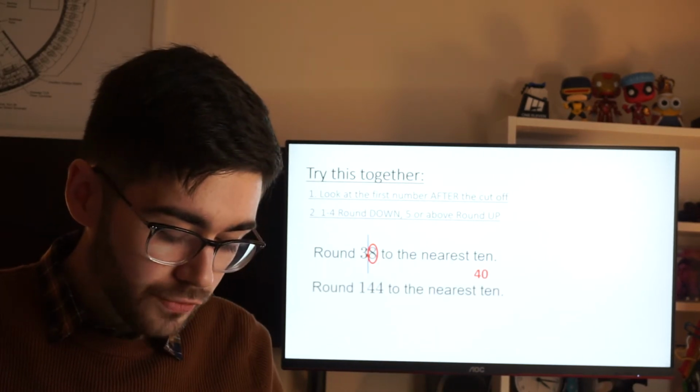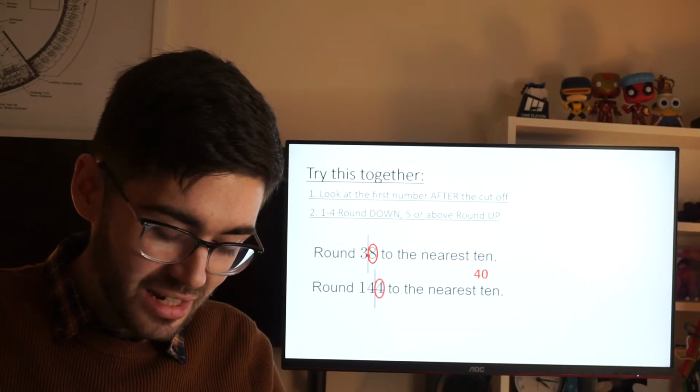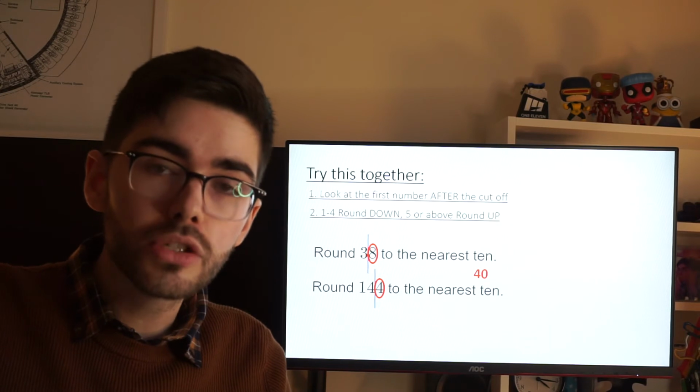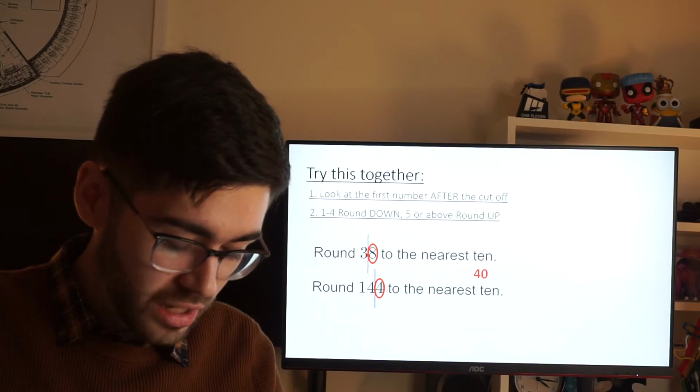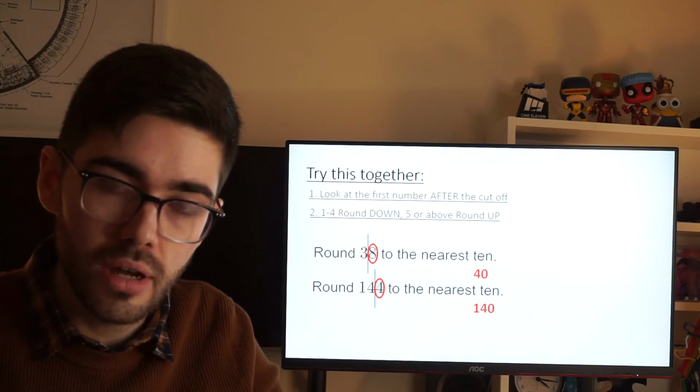Next one, 144 to the nearest 10. Draw the line after the tens column. Circle the next number. It's 4, which is low, so it rounds down to 140. So when we round down, that 4 stays the same, and that just turns into a 0.